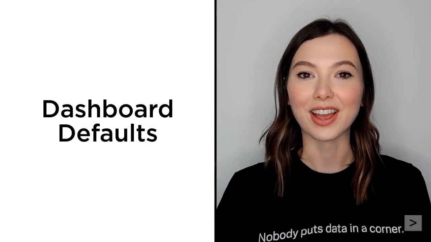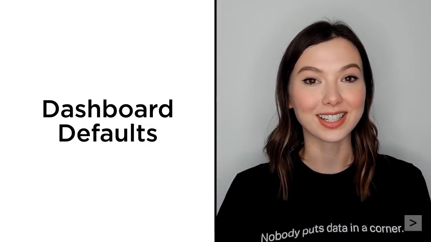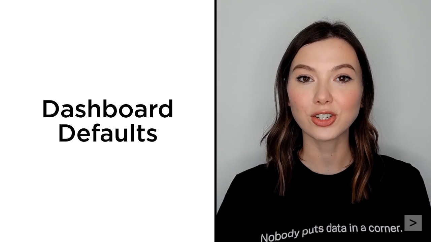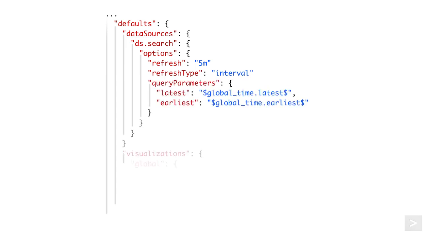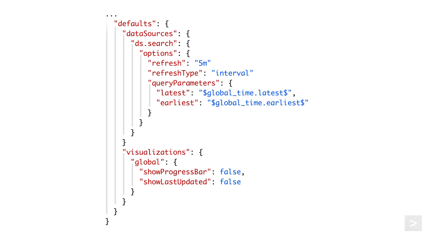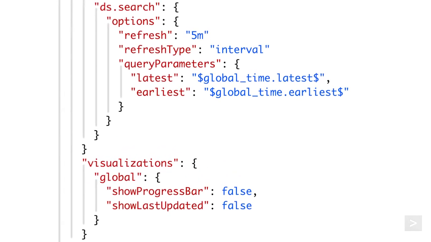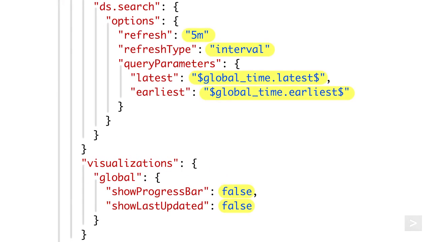The default section of a dashboard definition allows you to set all data source or visualization options in one place. These may include refresh, refresh type, query parameters, showing a progress bar, and showing the last time a dashboard panel was updated. The default section provides a default option for each specified setting.